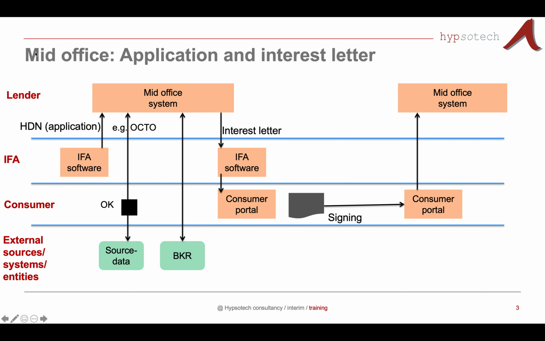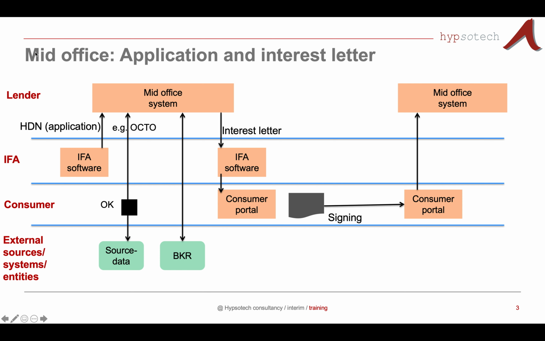After giving advice, the advisor will send an application to the lender, and they will use what is called HDN, which stands for the Mortgage Data Network. So all applications are sent in electronically, and they are received by a mid-office system, for instance, the system from the lender, but it can also be the system from the service provider like Kion and Stater.